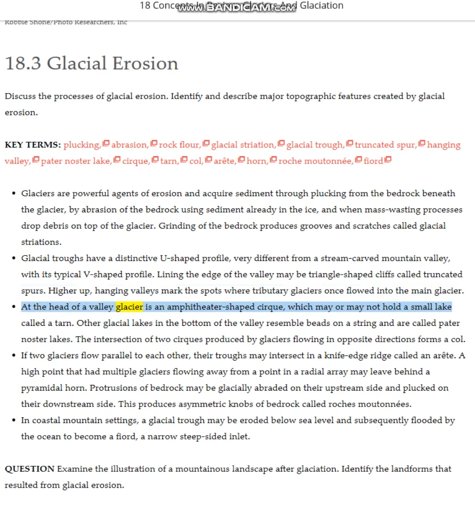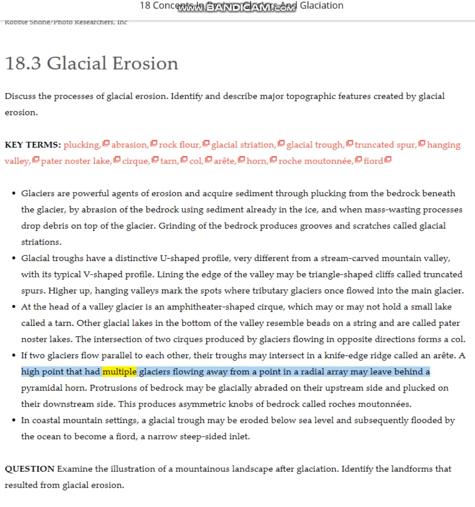At the head of a valley glacier is an amphitheater-shaped cirque, which may or may not hold a small lake called a tarn. Other glacial lakes in the bottom of the valley resemble beads on a string and are called paternoster lakes. The intersection of two cirques produced by glaciers flowing in opposite directions forms a col. If two glaciers flow parallel to each other, their troughs may intersect in a knife-edge ridge called an arête.